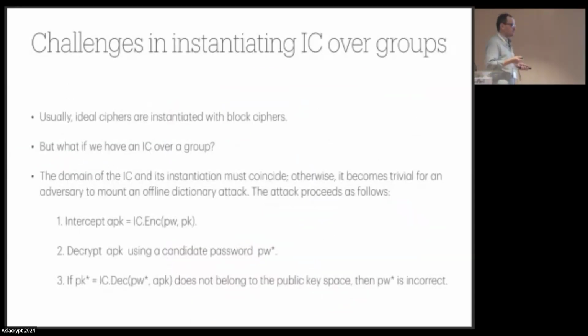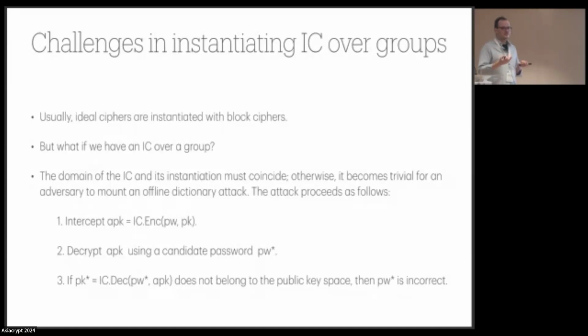So when I say password encrypt something, or password encrypt a public key or a ciphertext, the way that I described it before was with an ideal cipher. Usually in practice, when we want to instantiate an ideal cipher, we simply take an off-the-shelf block cipher. But in our case, what if we have to instantiate an ideal cipher over a group?